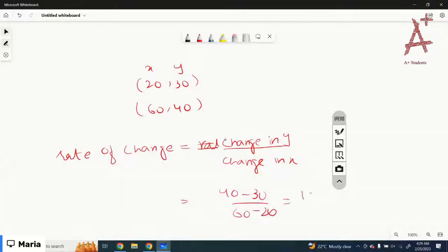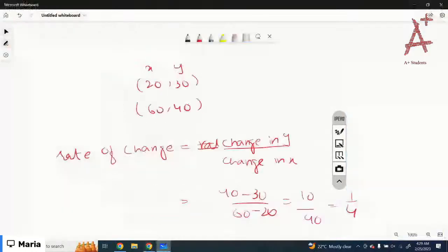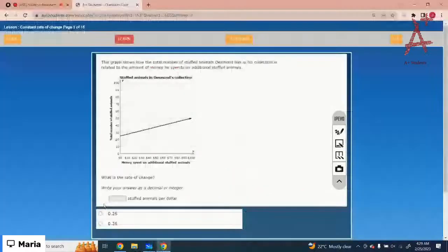So 40 minus 30 is 10 and 60 minus 20 is 40. So it would be 10 over 40. Got it? So 10 times 1 is 10 and 10 times 4 is 40. So the slope for the graph is 1 over 4. And 1 over 4 is 0.25. When you convert it would be 0.25. So the correct option is 0.25.